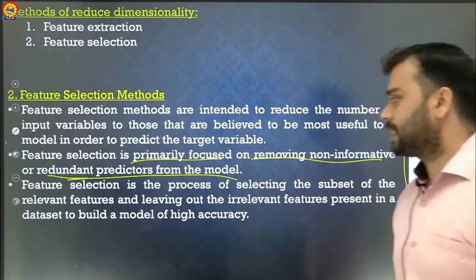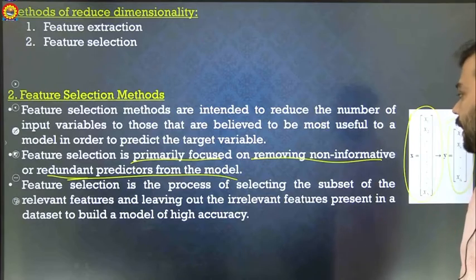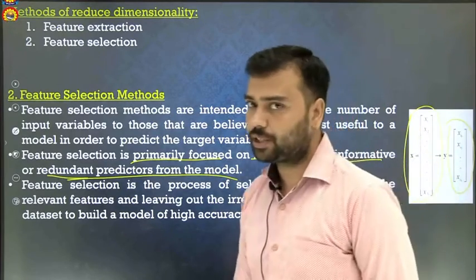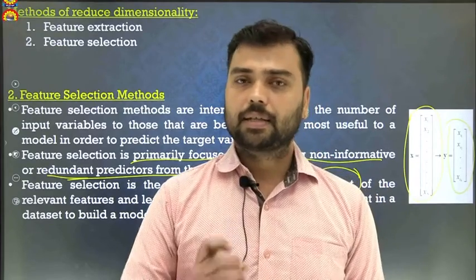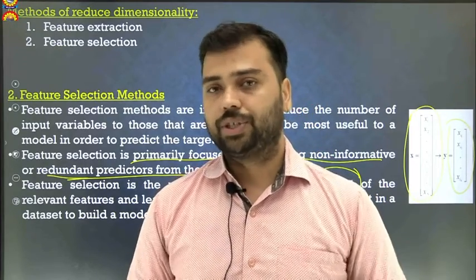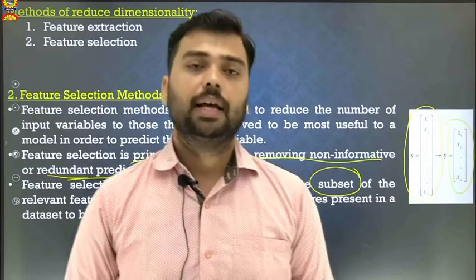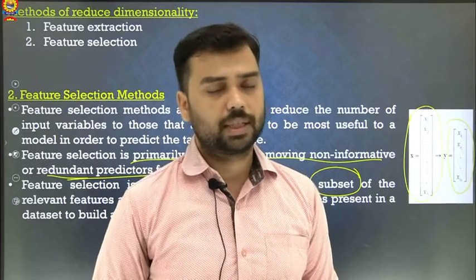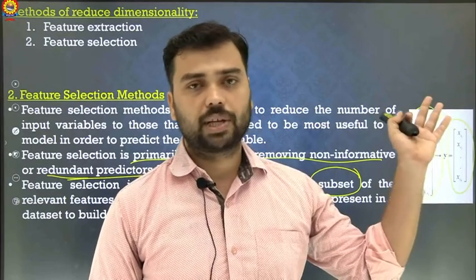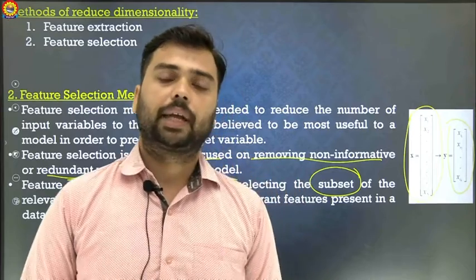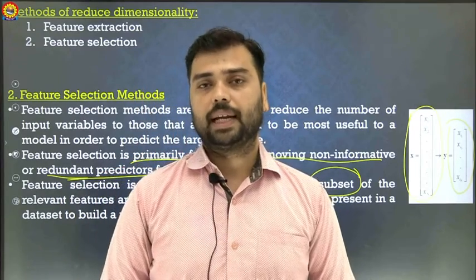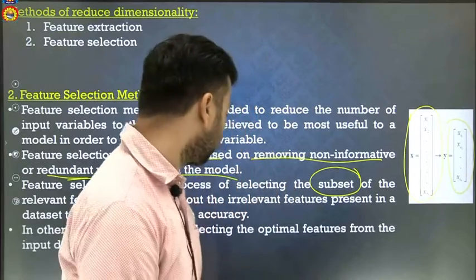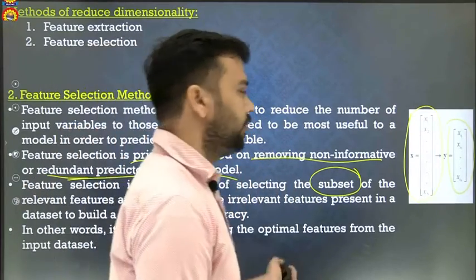Then feature selection is the process of selecting a subset. It is very important: subset. So in feature selection, we are mainly selecting a subset, not creating new features. In the case of feature extraction, there are some features and we are creating new features on the basis of the existing features. But in feature selection, we are selecting a subset within the existing feature set. So that is all about feature selection. We already discussed it.